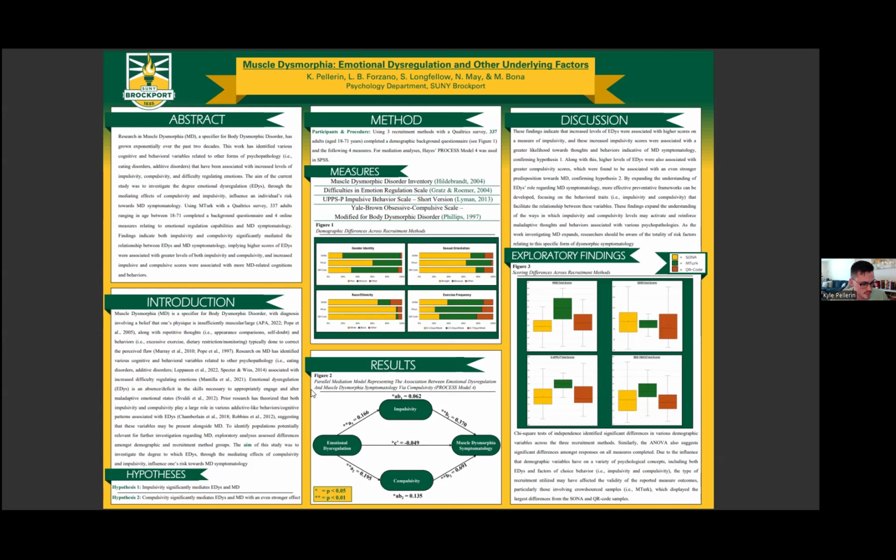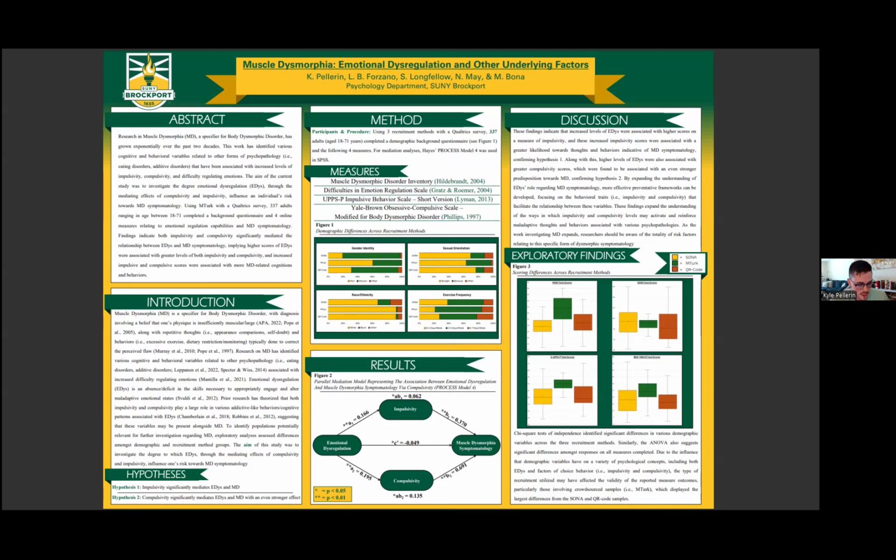Our first hypothesis was that impulsivity would significantly mediate emotional dysregulation and muscle dysmorphia symptoms. And then our second hypothesis stated that compulsivity would also significantly mediate these variables, but with an even stronger effect. And then to identify populations that might be relevant for future research on muscle dysmorphia, exploratory analyses assessed differences between our recruitment method groups.